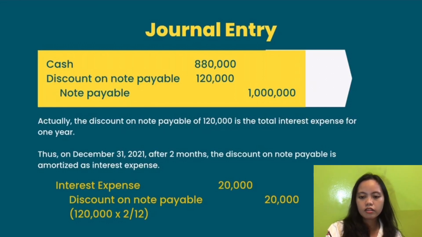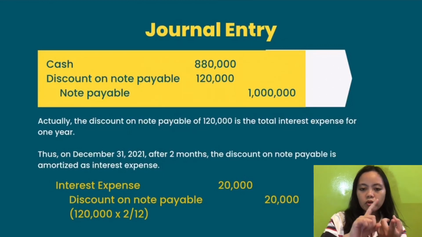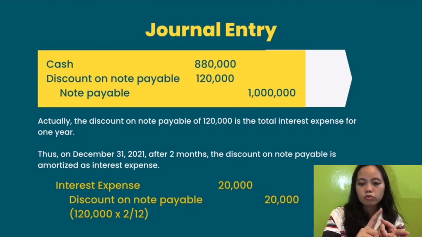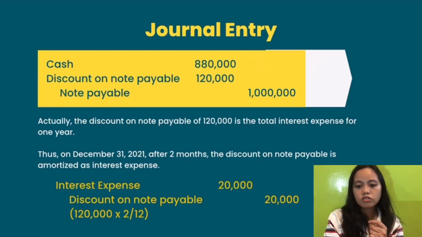So, on December 31, 2020, since it started in November, you count November as one month. November and December make 2 months. Those months are the ones for which you recognize the expense. So, debit interest expense 20,000 and credit discount on note payable 20,000, to de-recognize the discount.